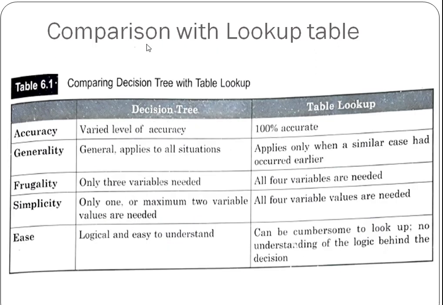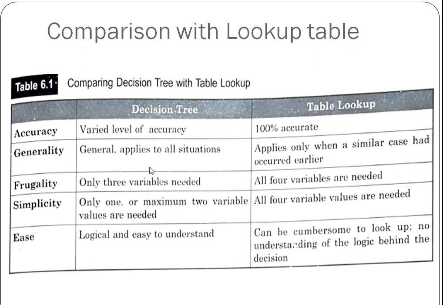So this is just a comparison with the lookup table. Okay, decision tree and table lookup. Accuracy: the lookup table is 100% accurate. The reason is if it finds the record, it will give the answer, otherwise no. Here, accuracy will depend on what model you have chosen and how much training data is there. So accuracy will vary.